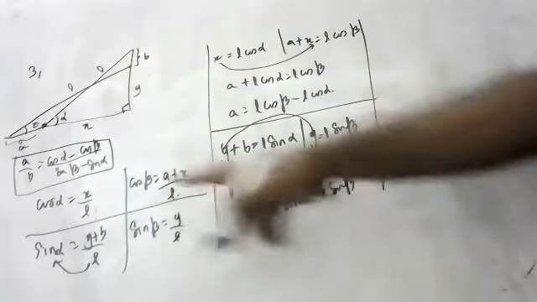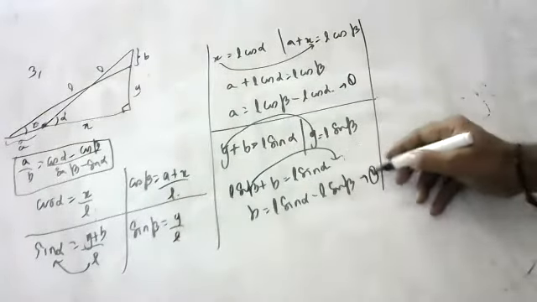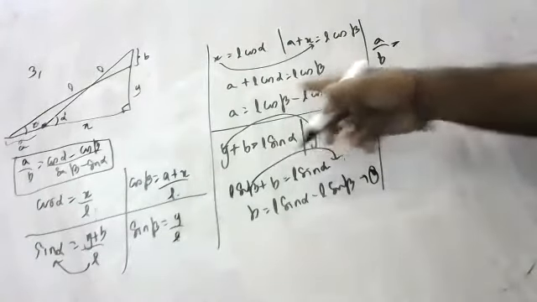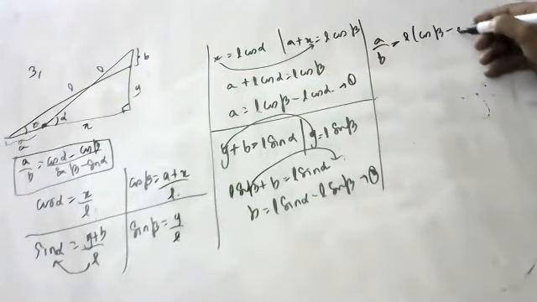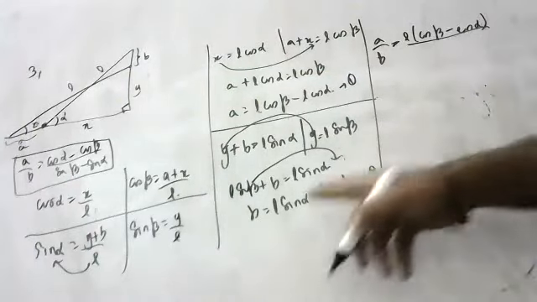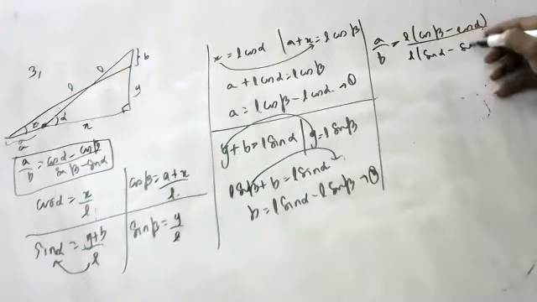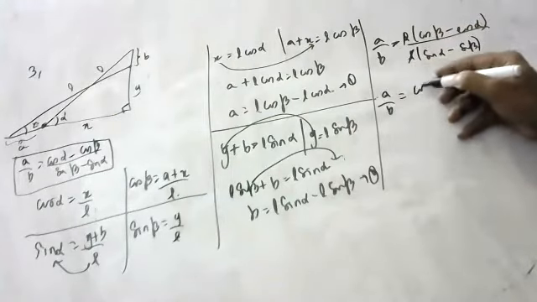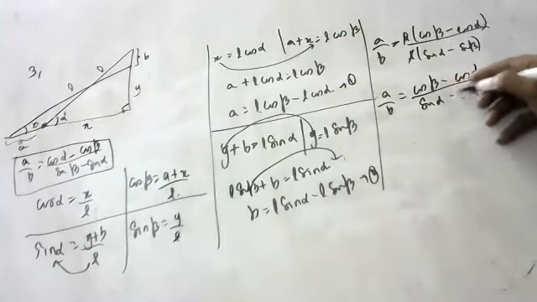Okay, children. Now, according to the question, we will do A by B. So, divide equation 1 and 2. If you divide equation 1 by 2, A by B is equal to, here what is common, children? L is common. Cos beta minus cos alpha. Here what is common, children? Same, L is common. Sin alpha minus sin beta. Okay, L, L common. A by B, how much did you get, children? Cos beta minus cos alpha by sin alpha minus sin beta.